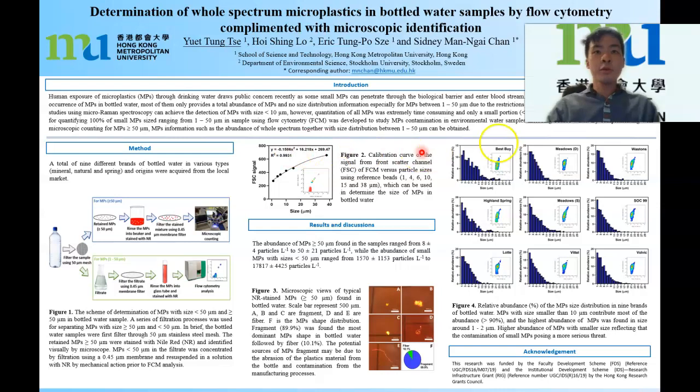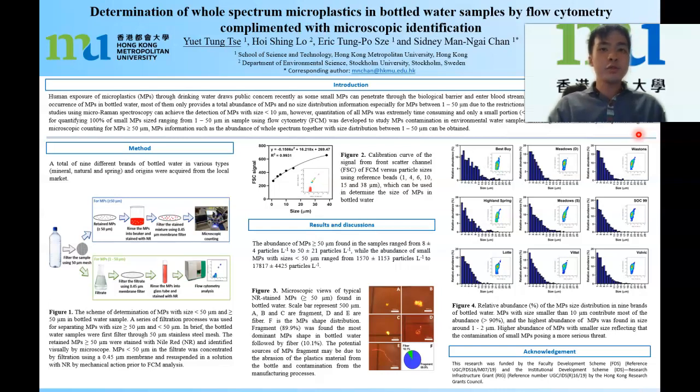The issue of human exposure to microplastic has drawn public concern due to its potential health risks. Researchers have found a certain level of microplastic contamination in bottled water. However, the majority of the findings only provide the total abundance of microplastic and no size distribution information, especially for microplastic size between 1 to 50 micrometers, due to the restrictions of the conventional microplastic analysis method by visual inspection.